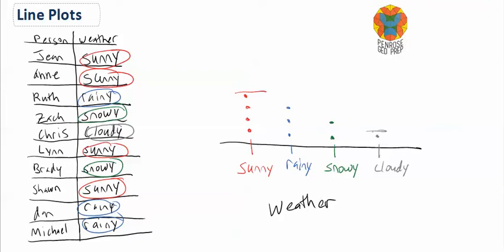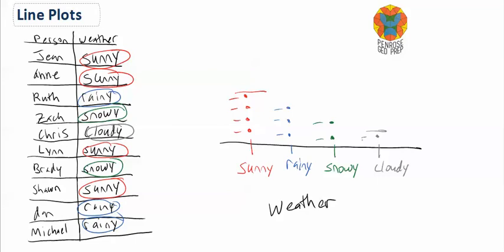We can also look at specific numbers. We can look at the number of dots in each column, and we see 1, 2, 3, 4 dots above sunny. So that means that 4 people preferred sunny weather. Then we can look at rainy and see 1, 2, 3 dots. So 3 people preferred rainy weather. Then 2 dots for snowy, so 2 people preferred snowy. And finally just 1 dot for cloudy, so we see that only 1 person preferred cloudy weather.